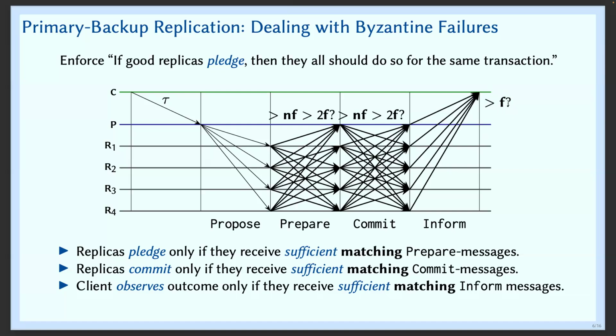What does F+1 mean? One honest replica. Observed commitment. What does commitment mean? One honest replica observed that the majority are locked. So the only thing that gets us preservation is that the majority are locked. Now, if the client also observed that the majority are locked, then that's it.